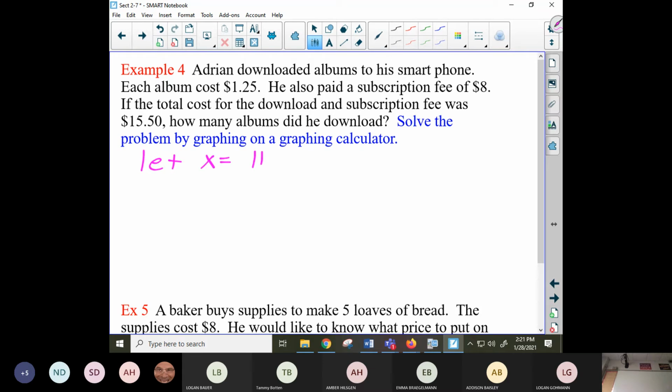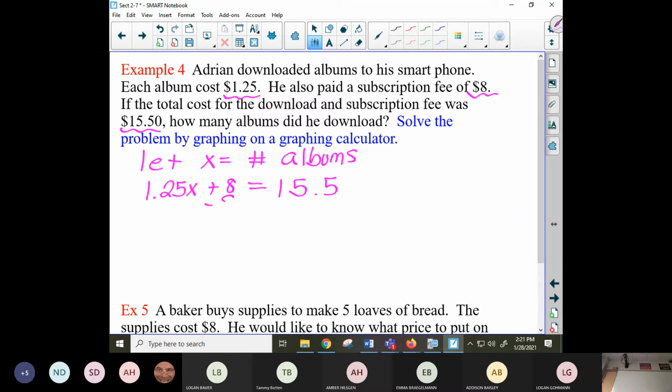So we're gonna let X equal the number of albums, okay? And then each album that he buys is $1.25. So we're gonna write 1.25 times X. That's the amount of money he pays on his actual albums. Then he one time has to pay a subscription fee, so I'm gonna add that $8. He doesn't pay that every time he buys something, he just pays it one time. And in all, he spent $15.50. So we're gonna go 15.5.